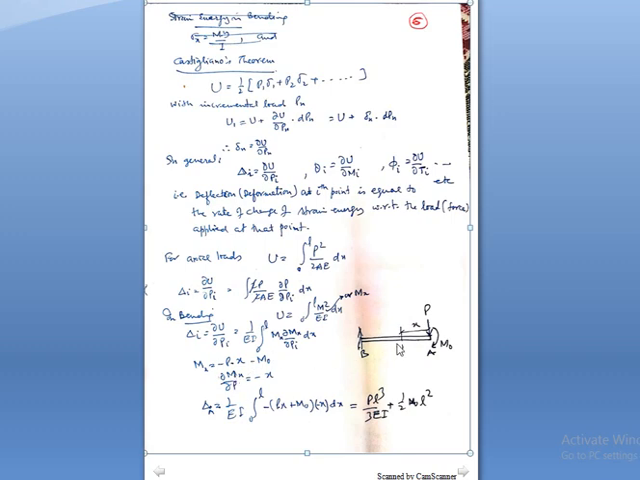I have taken a beam subjected to P only, so we have to find out the delta, or the vertical deflection. Your question will be like this.